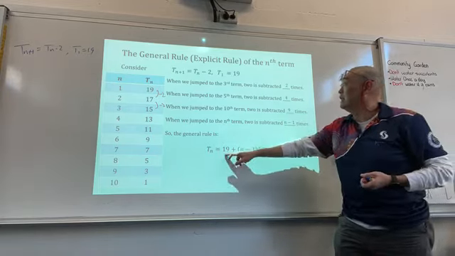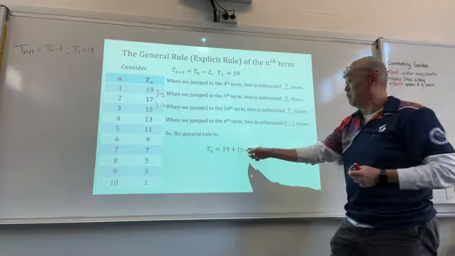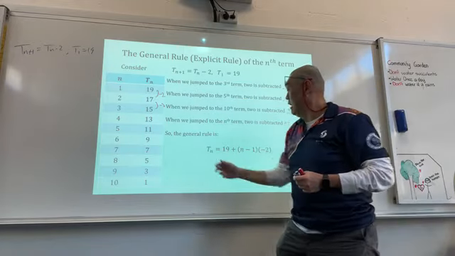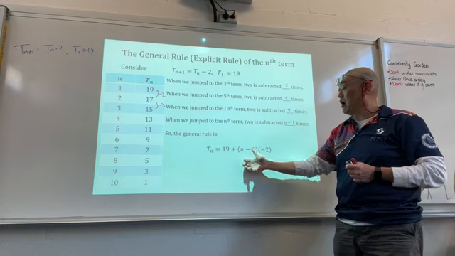Alright, so 19 plus n minus 1. So term number 2 is 2 minus 1, which is 1.